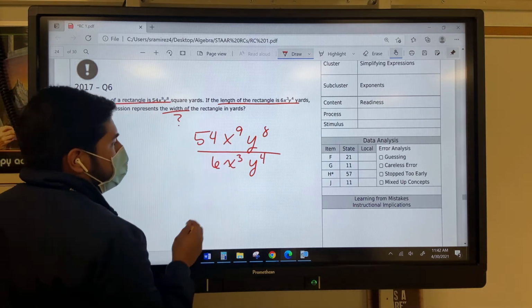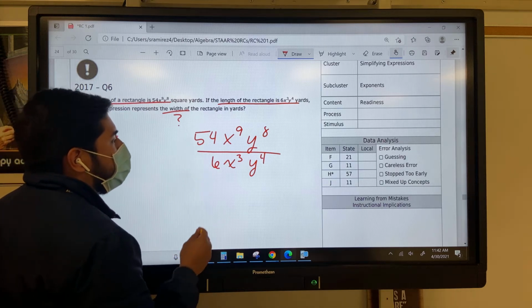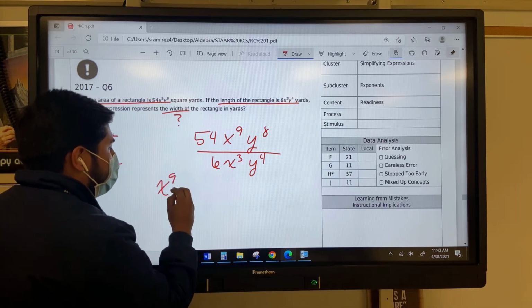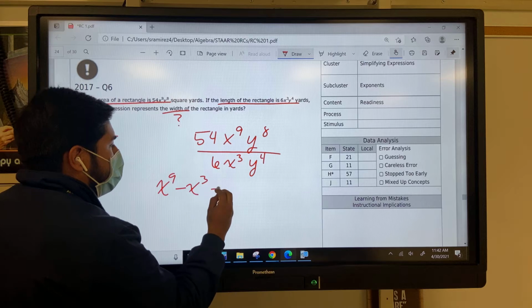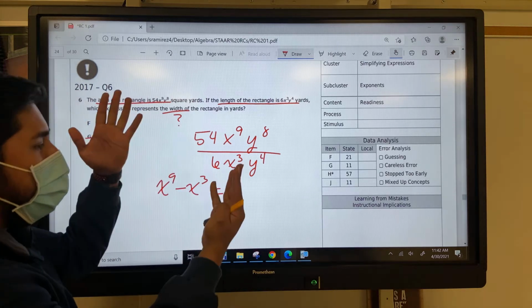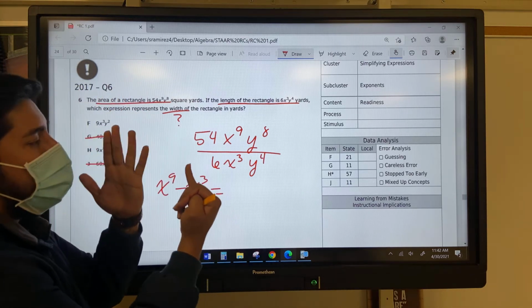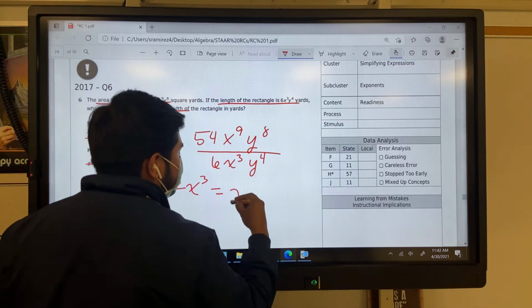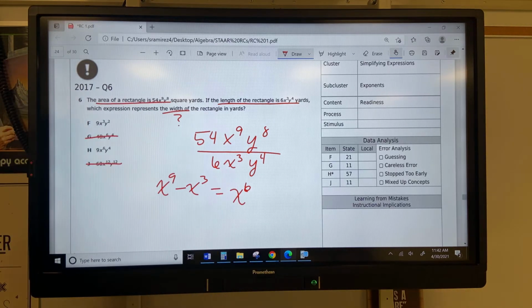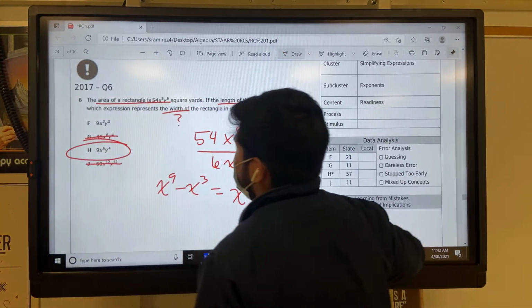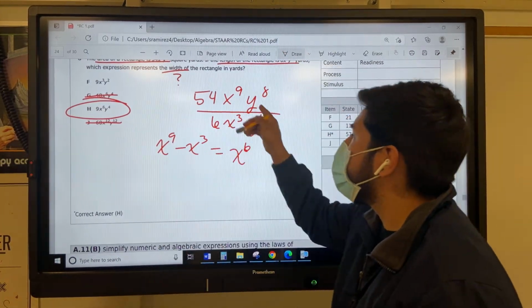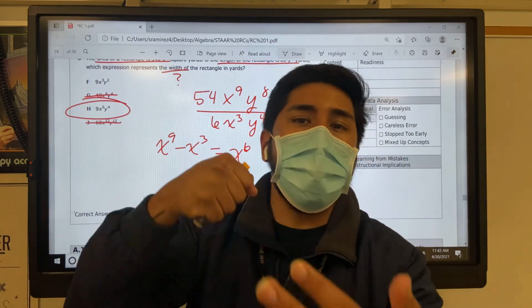What do I do with these exponents? A fraction tells me to subtract, so I have x^9 minus x^3. Let's subtract. 9 fingers minus 3 fingers gives me 6 fingers. That's x^6. Do I see a 6 somewhere? Beautiful. Am I right? Let's check it out. Boom. Did I have to do the last one? No. Make your life easy.